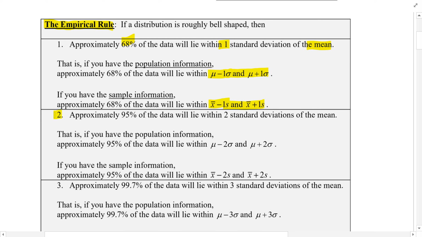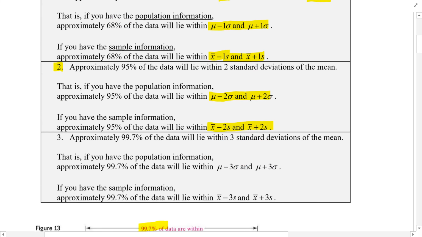The rule states that approximately 95% of data will lie within two standard deviations of the mean. That is, 95% of data will lie within mu minus 2 sigma and mu plus 2 sigma for population information. And for sample information, I can say 95% of data will lie within x bar minus 2s and x bar plus 2s.